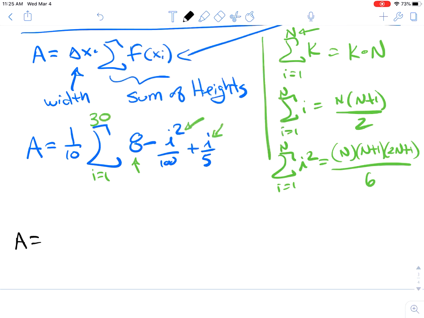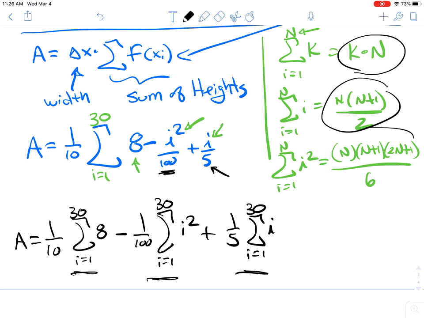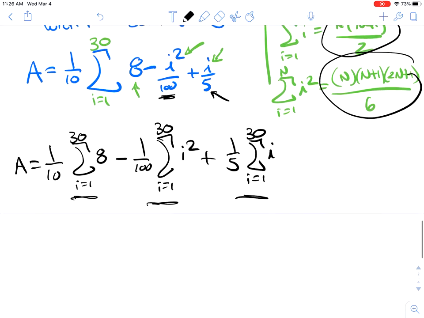So now I can say area is equal to 1 over 10 times the sum of 8 from I equals 1 to 30, minus 1 over 100, I separated that out, times the sum of I squared from I equals 1 to 30, plus, I'm going to take this constant out also, 1 over 5 times the sum of I from I equals 1 to 30. Now I can replace each and every one of these summation expressions using the appropriate formula. Remember, n is the upper bound, so anywhere you see n, I'm going to replace it with 30.